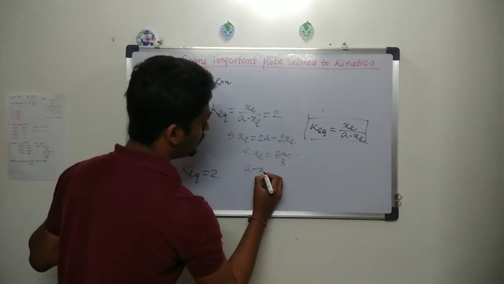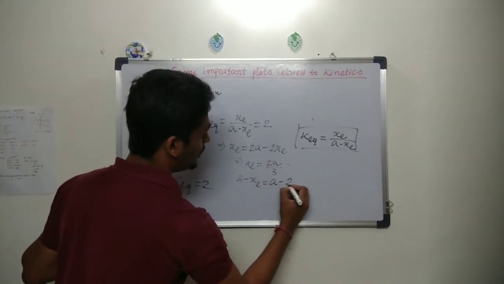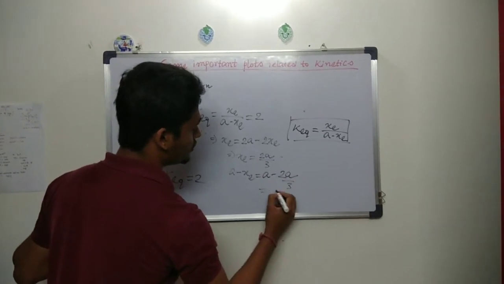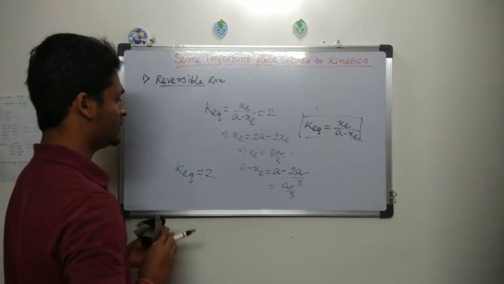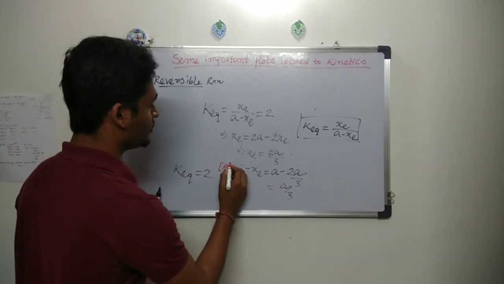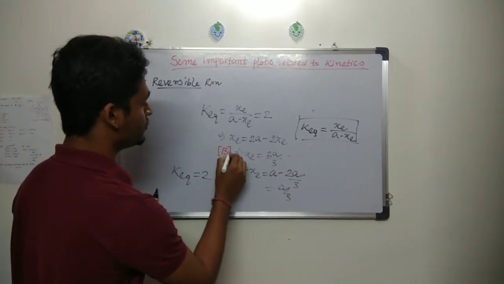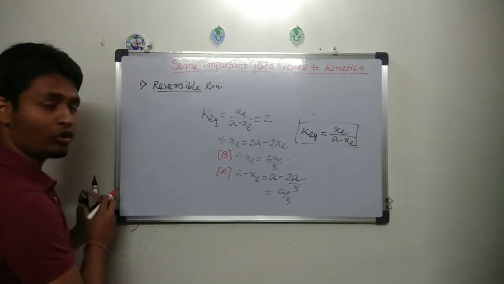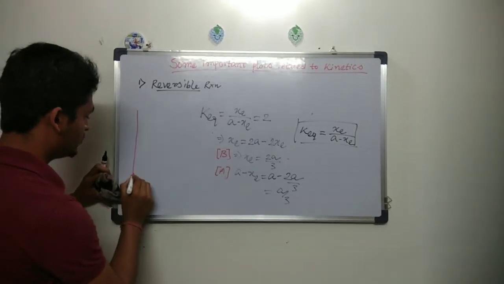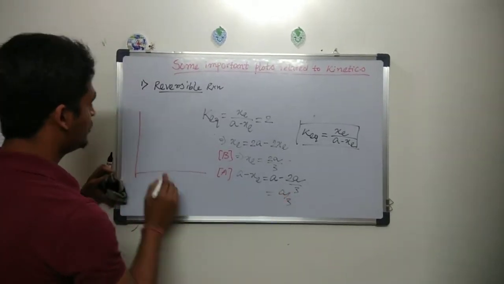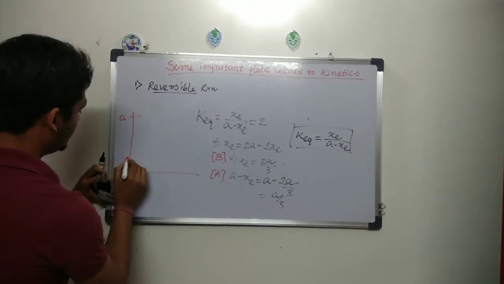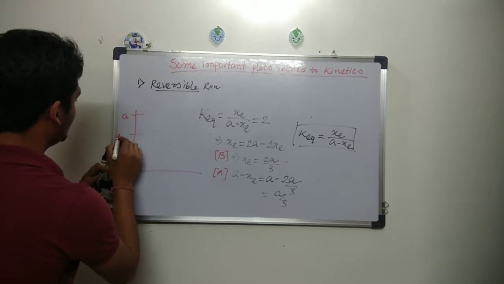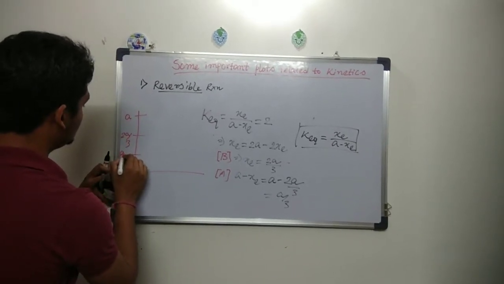So what will be our A minus Xe? A minus 2A by 3. That will be A by 3. So this is my concentration of A and this is my concentration of B. Just draw the plot here. You need to separate the plot into 3 equal parts. So this is 2A by 3, this is A by 3.